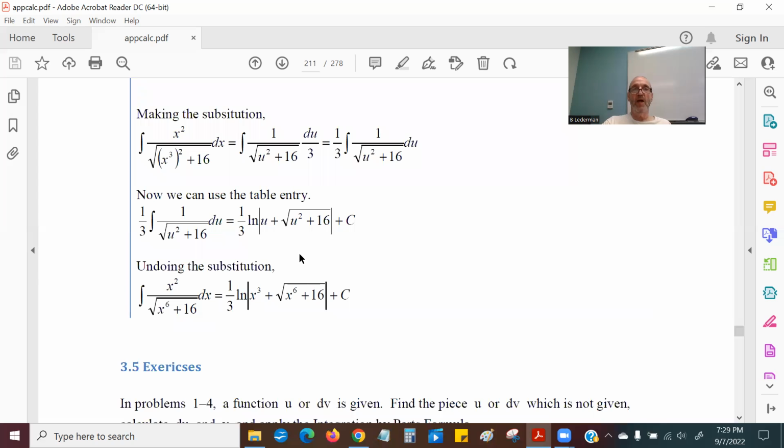And now I just have to back substitute, undoing the substitution. There was no u in the original problem. We can't just give a u, because no one's going to know what u is. So we have to back substitute. u is x cubed. This was just manipulated to look different, but it's the same actual integral. So now this becomes 1/3 the ln of x cubed plus the square root of x to the sixth plus 16, all in absolute values, plus c.